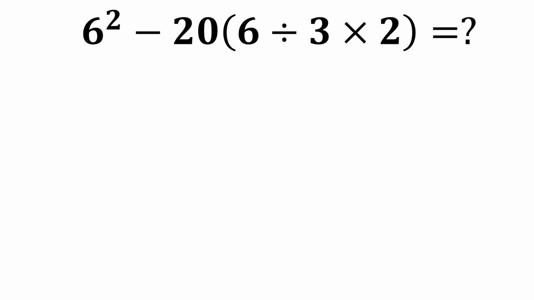Now, let's look at the problem. 6 squared minus 20 times the quantity of 6 divided by 3 times 2. According to the order of operations, we must solve inside the parentheses first.